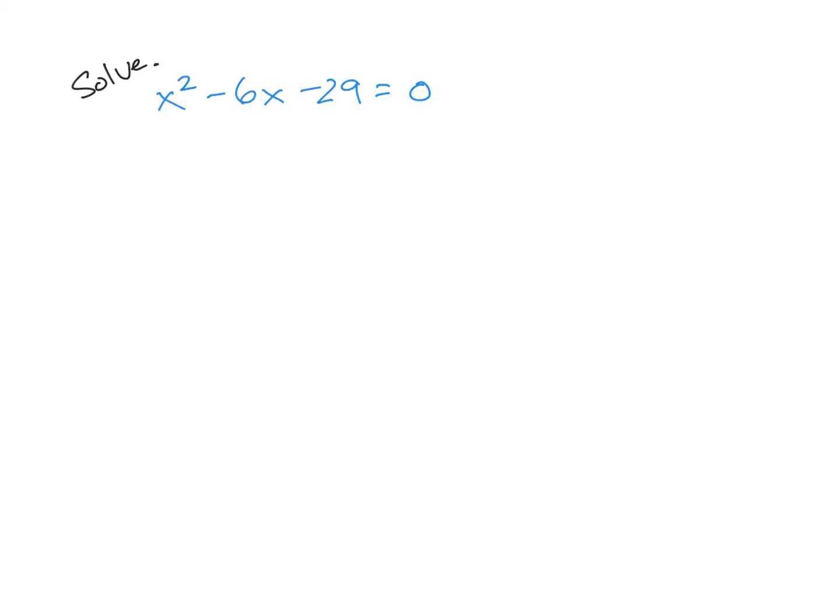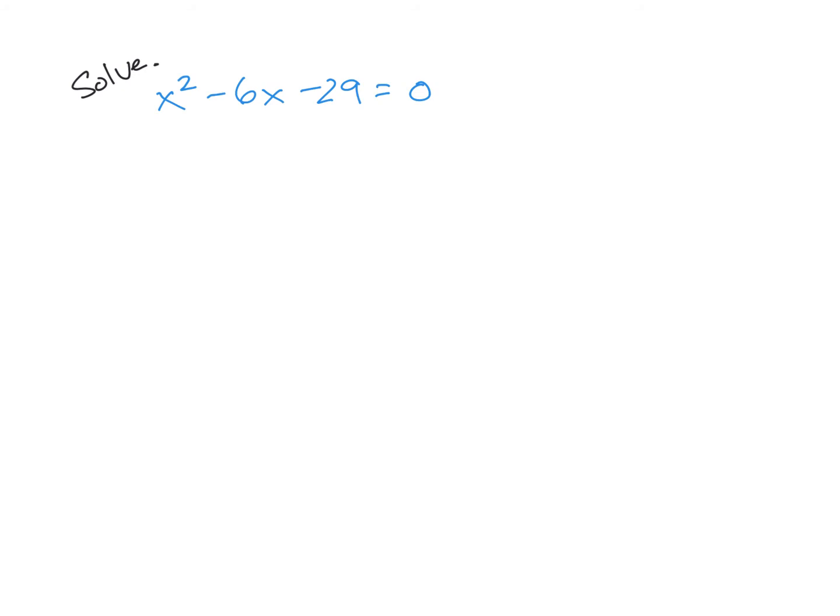Okay, for this equation, let's solve x squared minus 6x minus 29 equals 0. Once again, if you want to pause the video and try to solve this by factoring, you're welcome to give it a shot, but this is not a trinomial that factors. So what could be another method that we use?